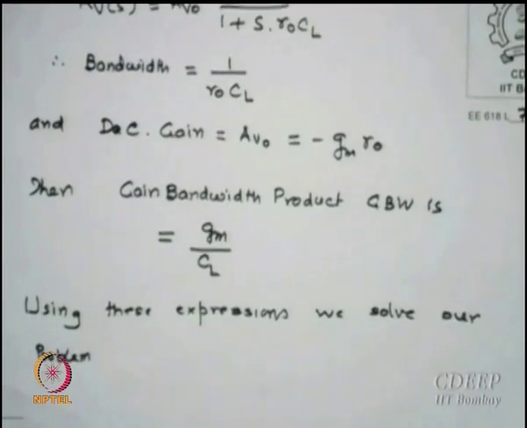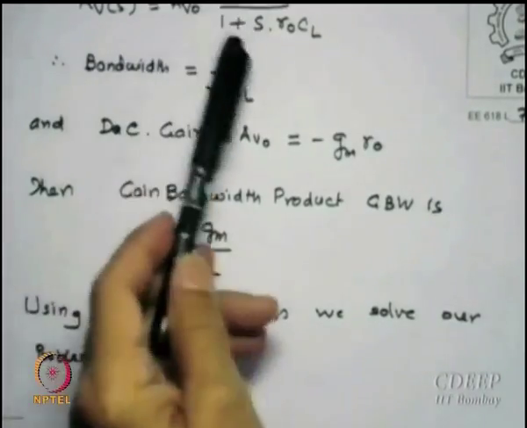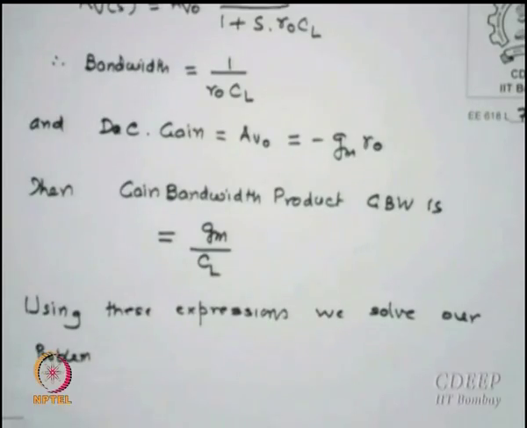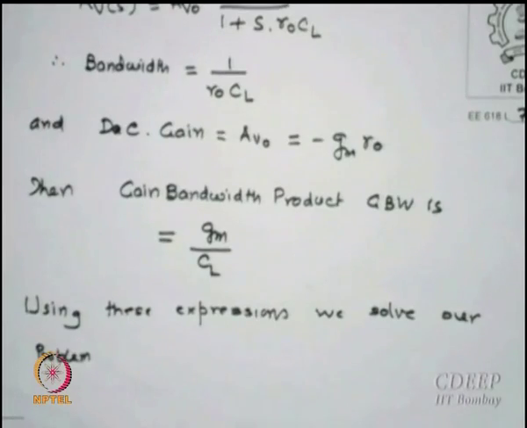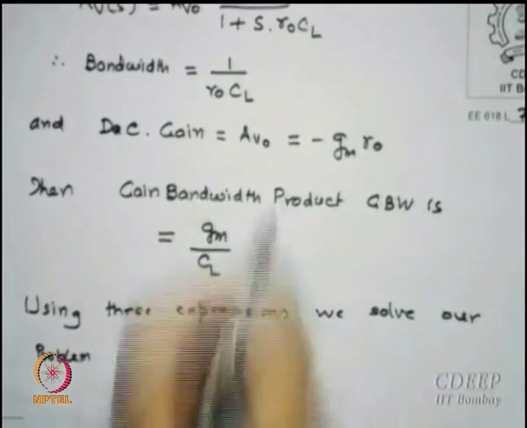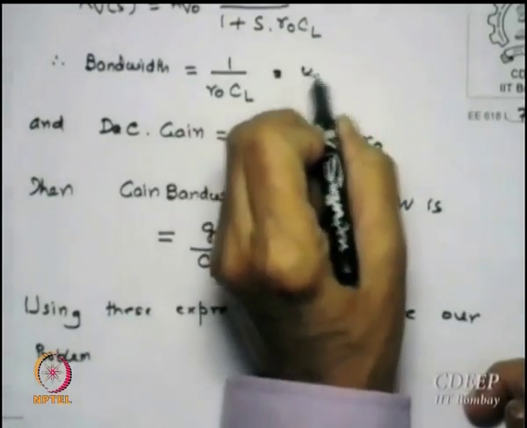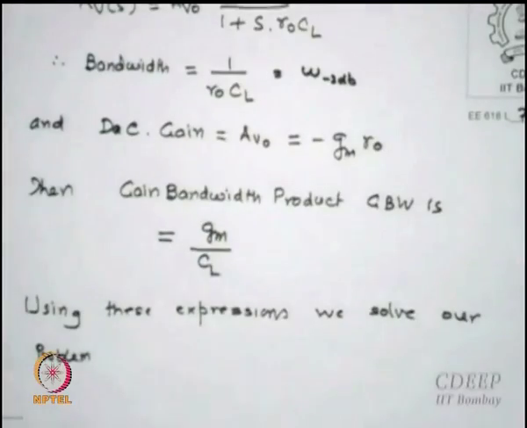So now I have some expression from this. I have neglected the zero. So I got AVS is AV0 by 1 plus SR0CL. Now what is the bandwidth from this expression? 1 upon R0CL is omega minus 3 dB, as it is called, if you wish, the definition in Bode's diagram. Then this is 1 upon R0CL. The DC gain is minus GMR0. The gain bandwidth product is GM by CL.